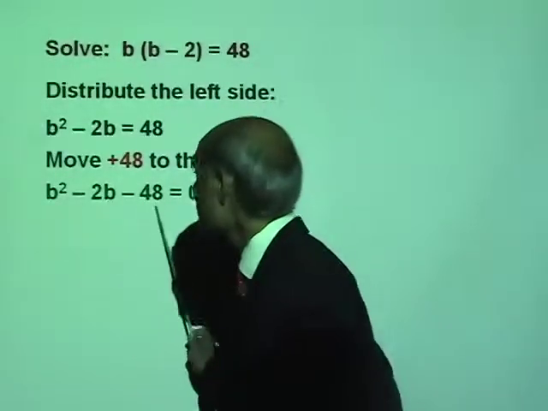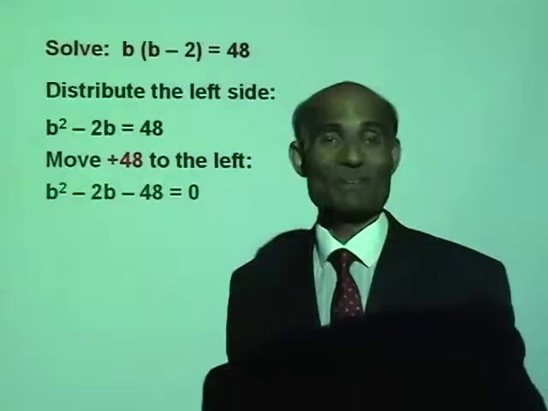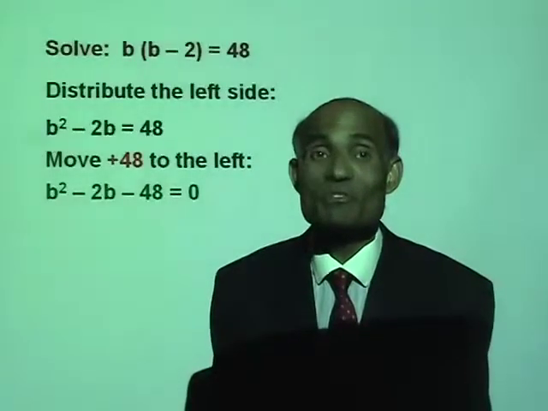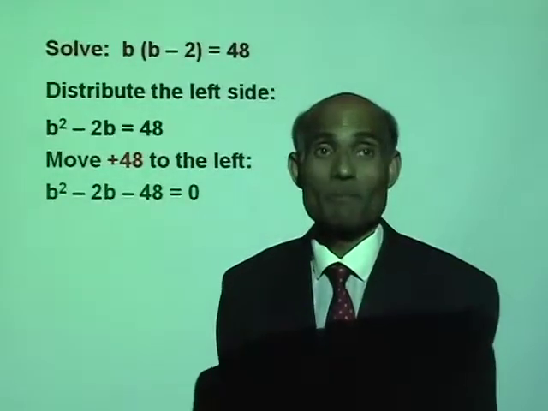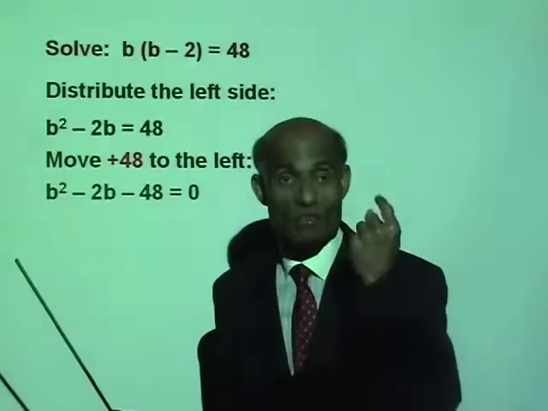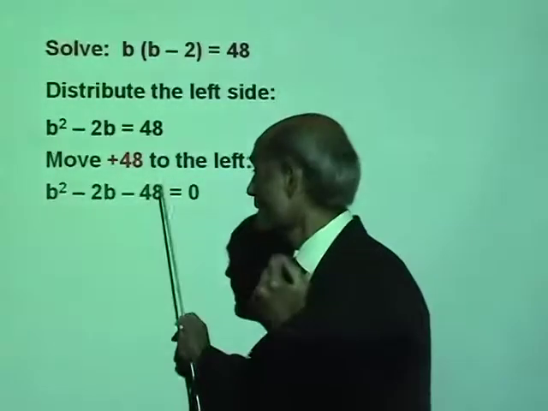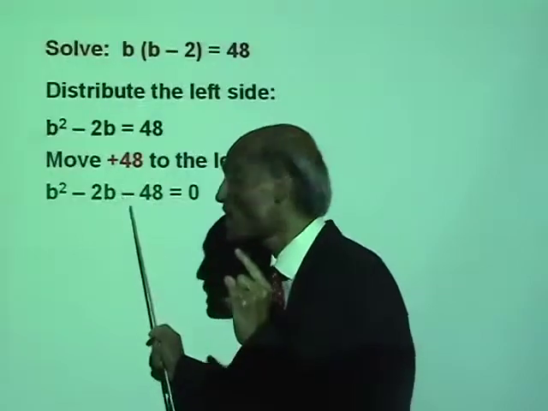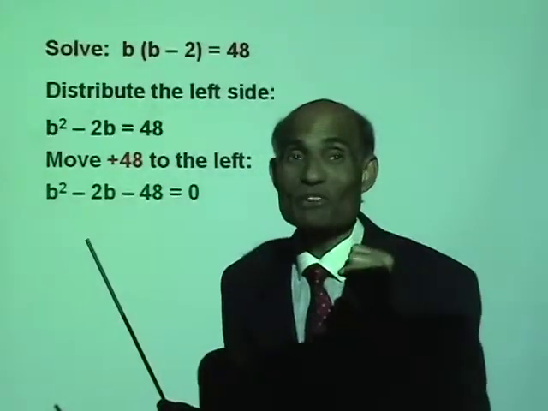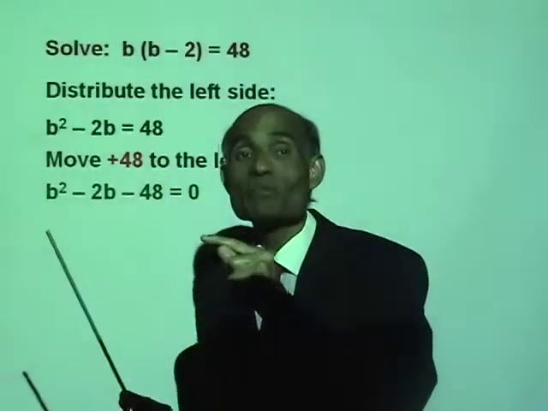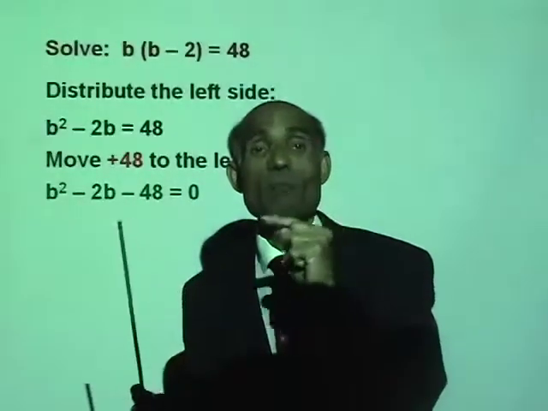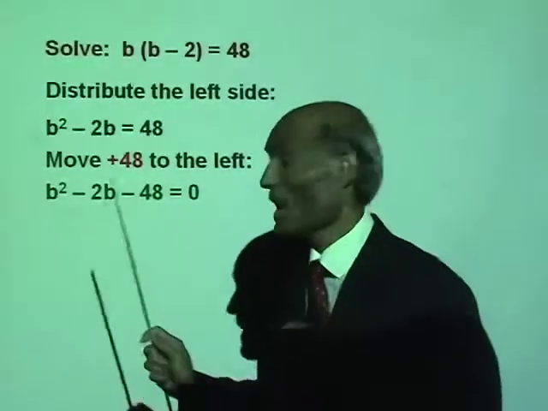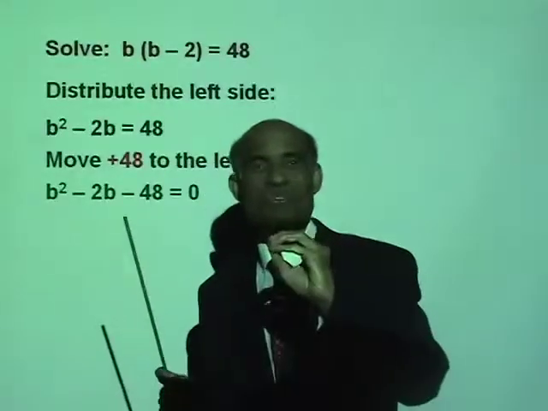Well, the left side now is a trinomial. Can you factor this trinomial? I would expect you to be able to do that without any trouble. The coefficient of b squared is 1. That makes it very simple. The last term is negative, which means when you factor the last term, one factor will be positive and the other will be negative, because only a positive number multiplied by a negative number will give you a negative number. And now look at the middle term, negative 2.